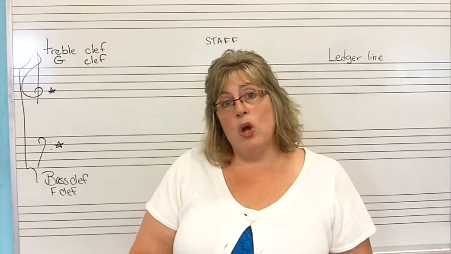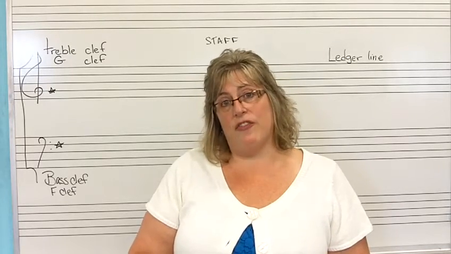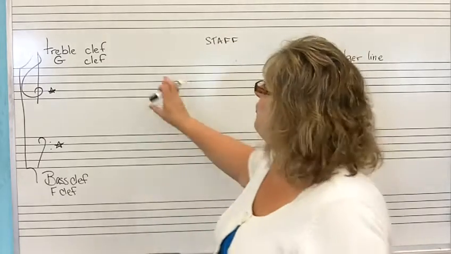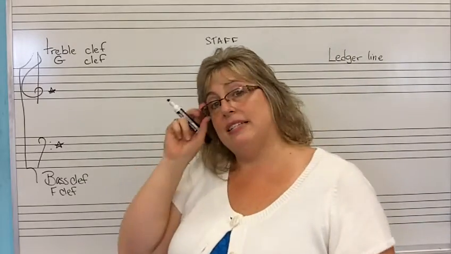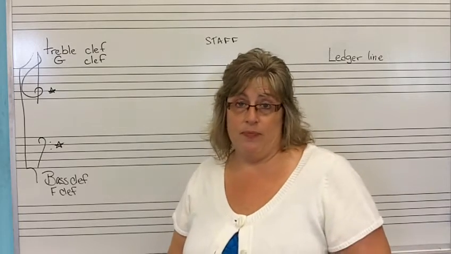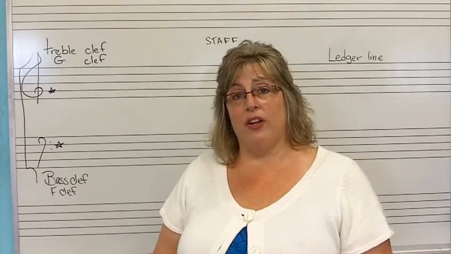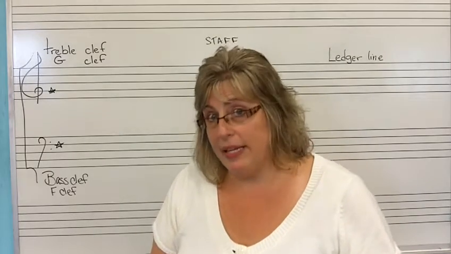In music, we notate the pitch on a staff system. A staff is a group of 5 lines and 4 spaces. Each one of these lines and spaces is assigned a specific letter name. We have a musical alphabet that goes A through G and keeps repeating itself.